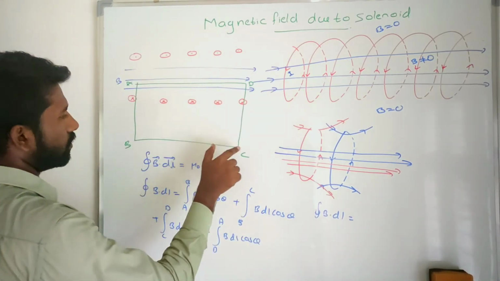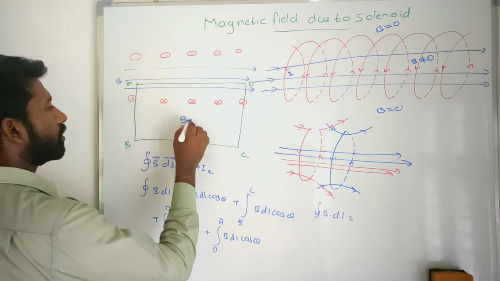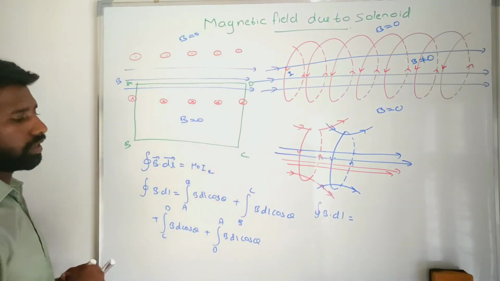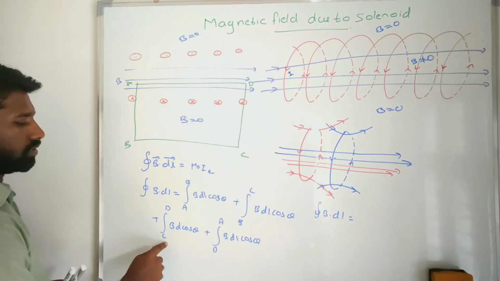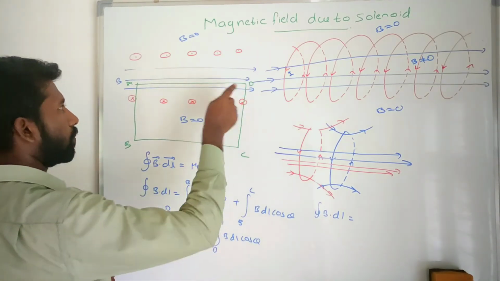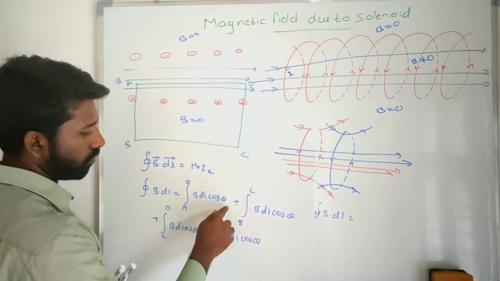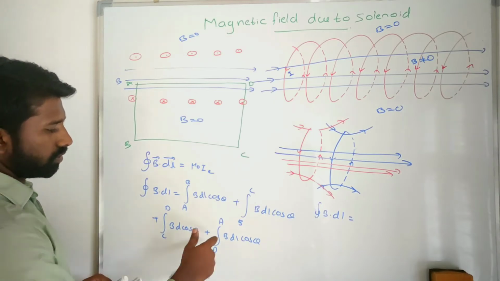What about this? This is BC. Is there any magnetic field here? There is no magnetic field here, so B is 0. Here also B is 0. Next, what about DC? DC is also perpendicular to the magnetic field, so here also cos theta is cos 90, which is 0. So only this component is there.